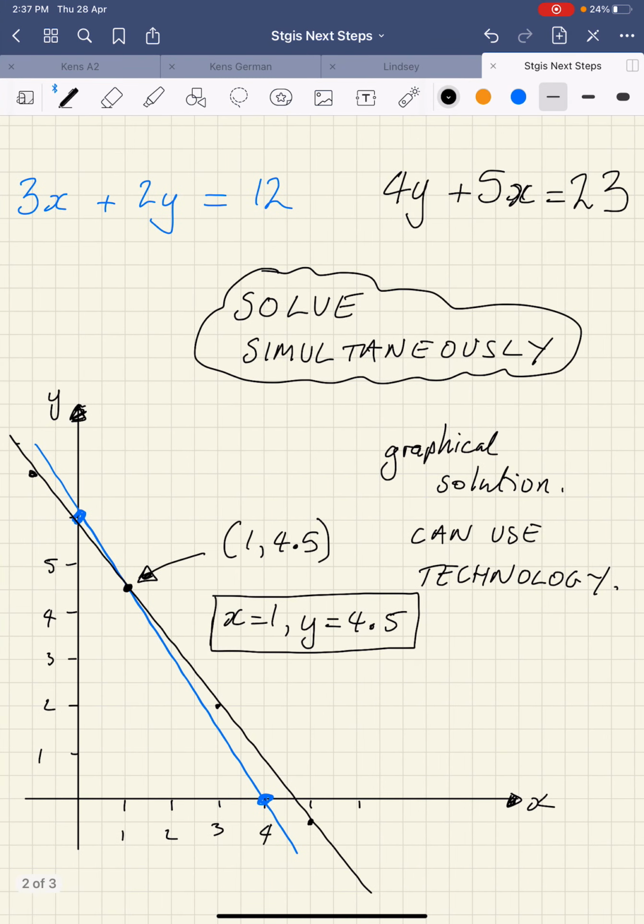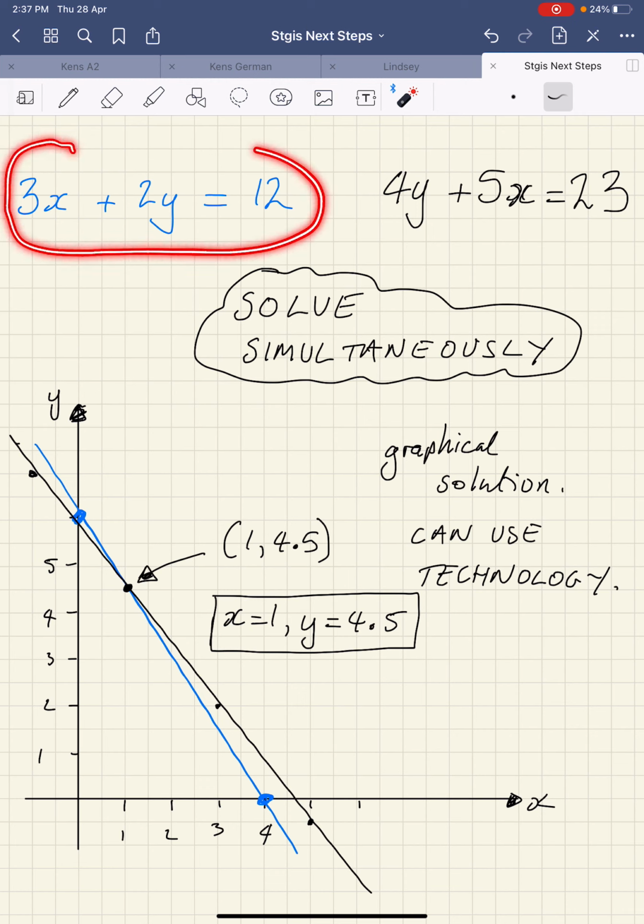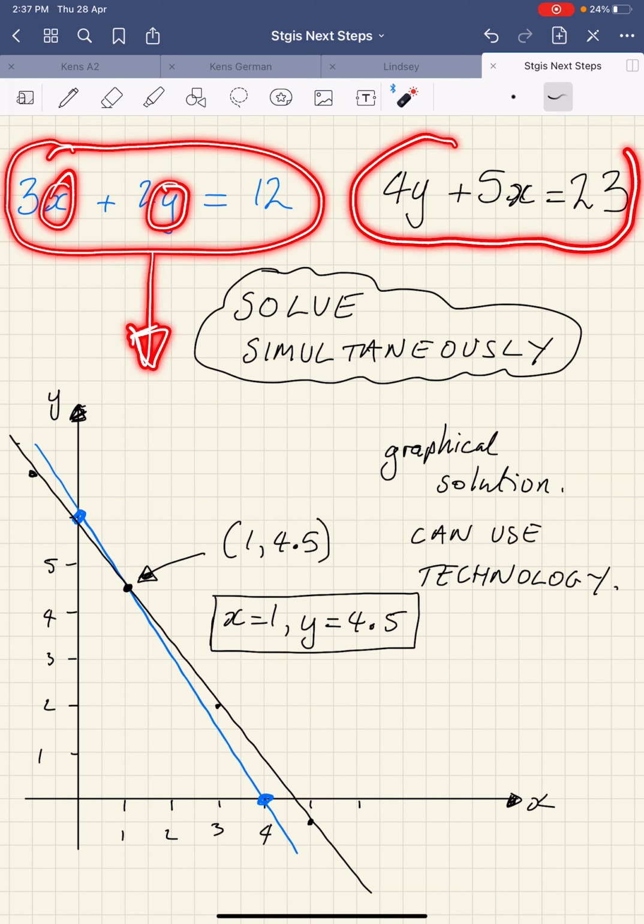Okay, so here we're going to solve simultaneous equations. Now that means we need a solution for this one here. We need an x, y number that makes this one work, but we also need an x, y number to make this one work here as well, right?